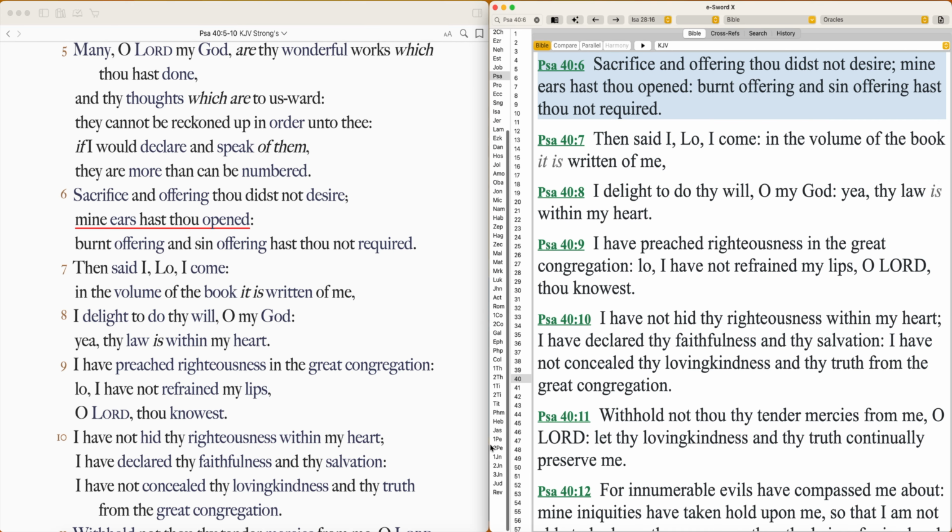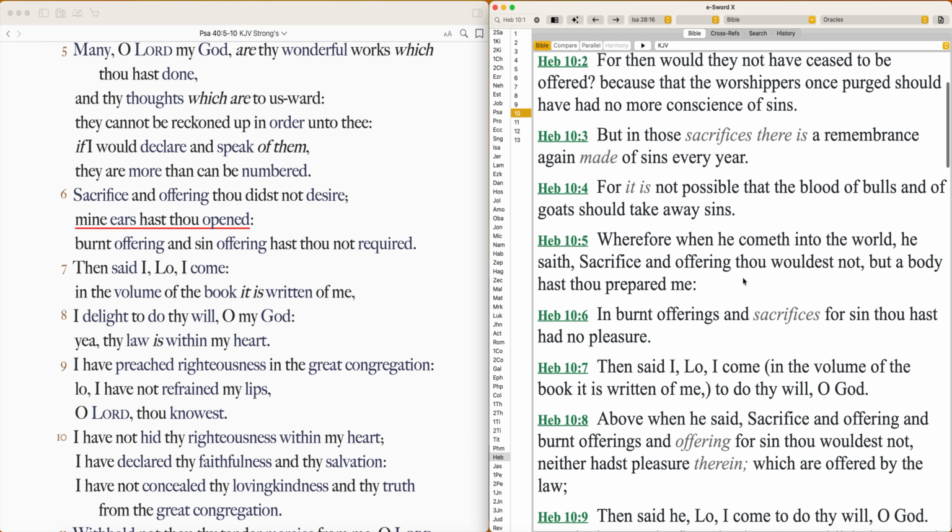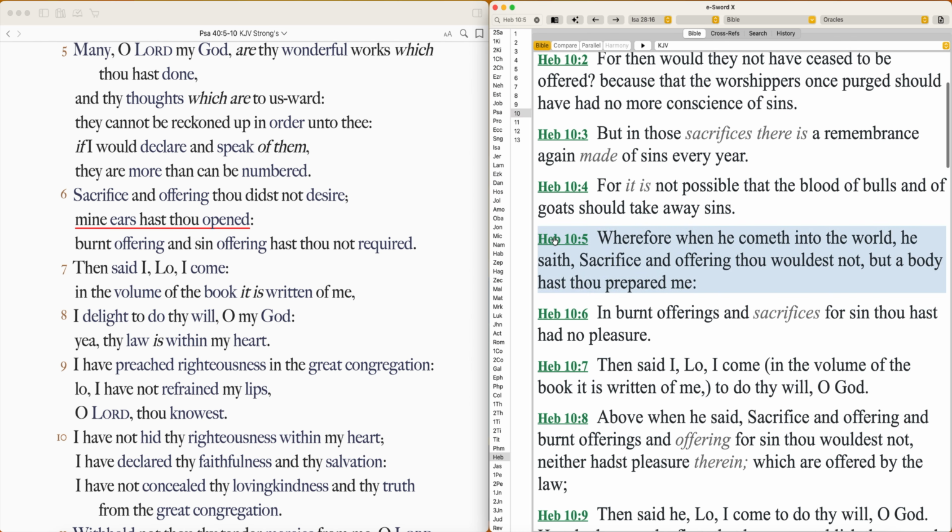That was Hebrews chapter 10, and that was verse 5. Wherefore, when he comes into the world, he says, sacrifice and offering thou wouldest not, but a body thou hast prepared for me. That is not the same thing.